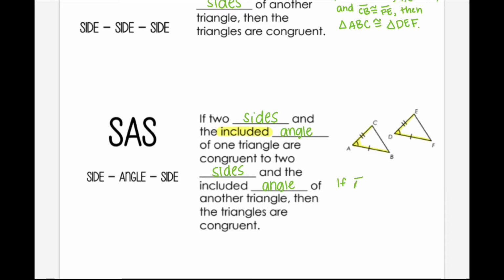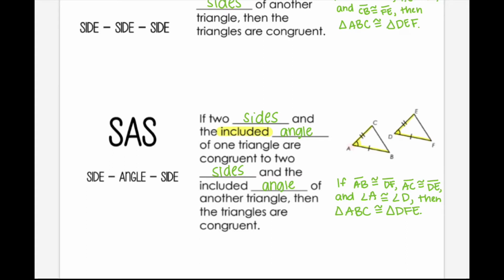So the congruence statement for this example is that if side AB is congruent to side DF, side AC is congruent to side DE, and angle A is congruent to angle D, then triangle ABC is congruent to triangle DFE.